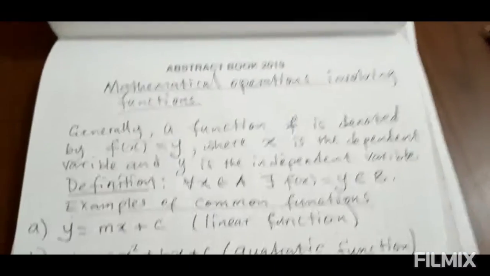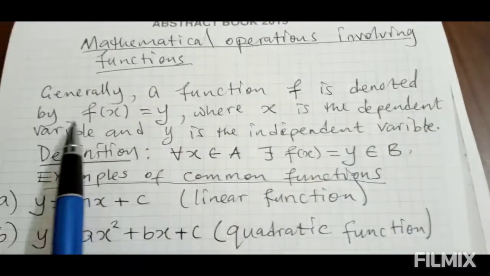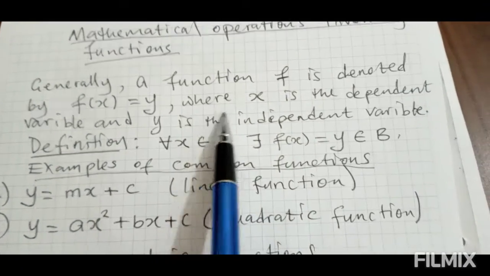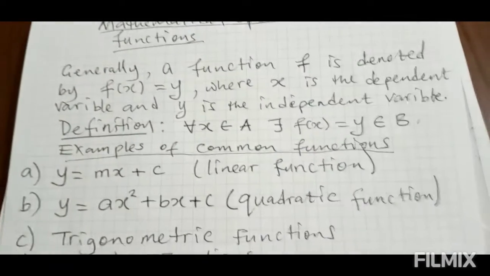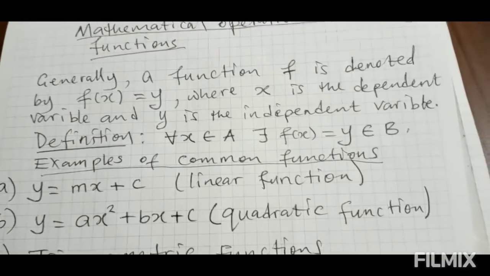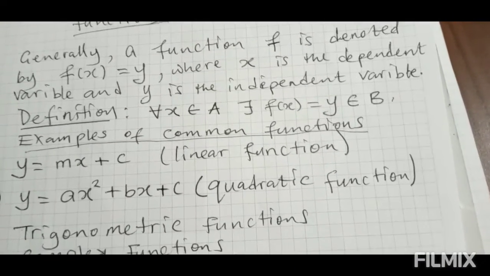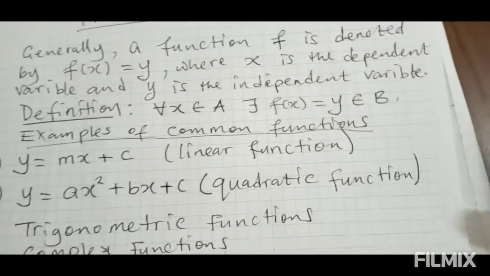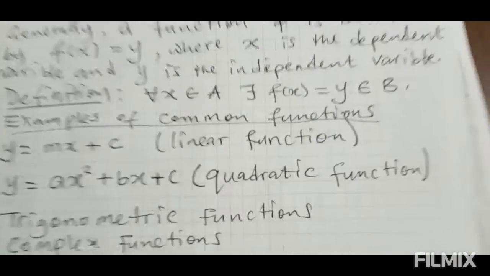Now let's talk about some of the operations that we can do within functions. Generally a function f is denoted by f of x is equal to y, where x is the independent variable and y is the dependent variable. Generally you find functions denoted by either y or f of x, but normally it's denoted by f of x. f of x just represents an arbitrary function.